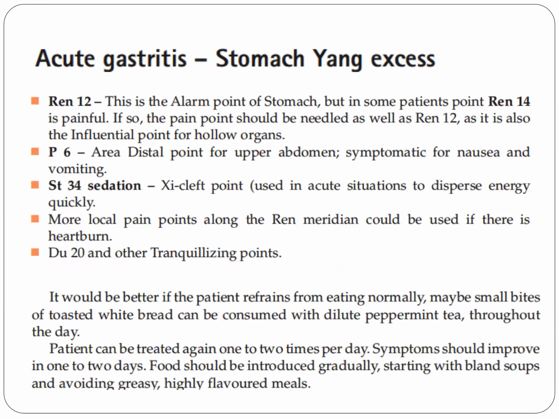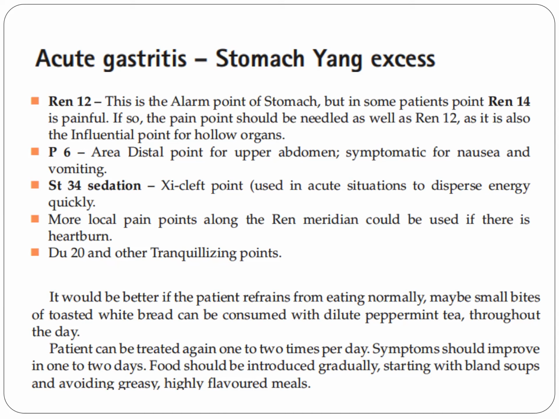Acute gastritis indicates stomach yang excess. REN 12, this is the alarm point of the stomach, but in some patients, point REN 14 is painful. So, if so, the pain point should be needled as well as REN 12, as it is also the influential point of the hollow organs. Pericardium 6, the distal point of the upper abdomen, is symptomatic for nausea and vomiting. Stomach 34, sedation, the Xi-cleft point used in acute situations to disperse energy quickly.